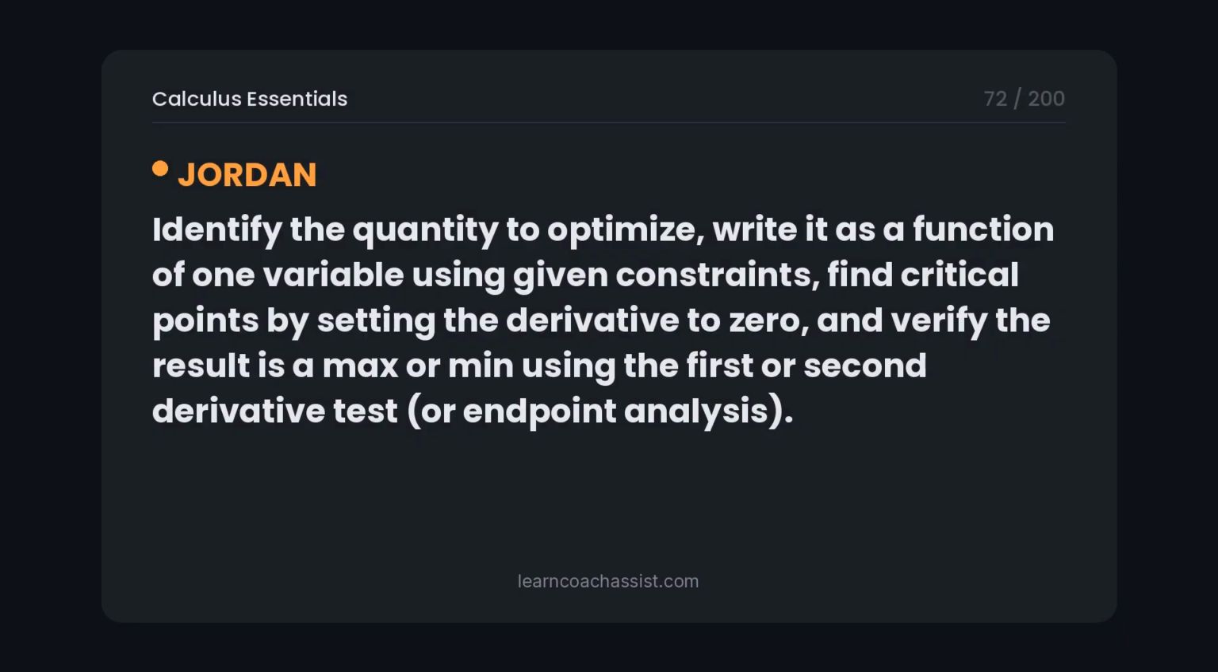Identify the quantity to optimize. Write it as a function of one variable using given constraints, find critical points by setting the derivative to 0, and verify the result is a max or min using the first or second derivative test, or endpoint analysis.